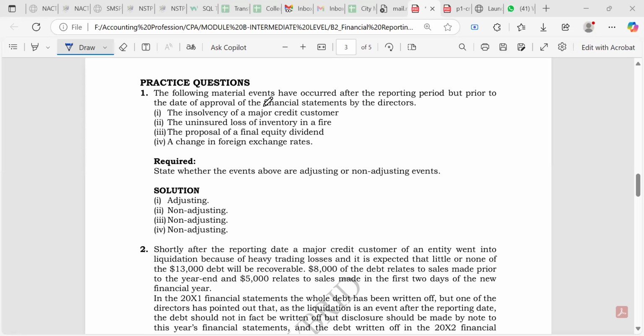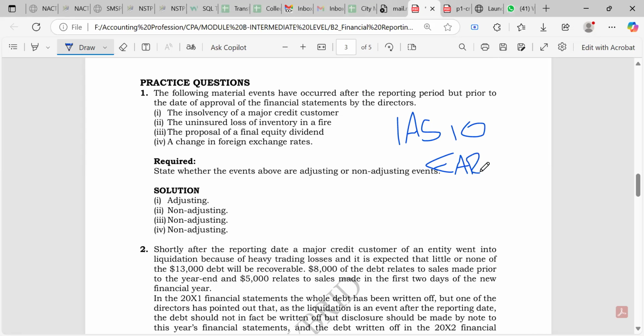Okay, now let's proceed with IAS 10, events after the reporting period. Events after the reporting period. Okay.